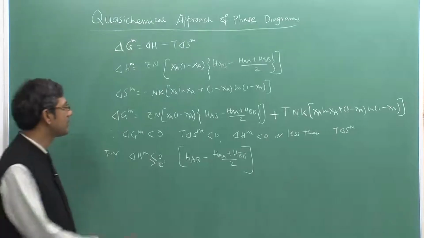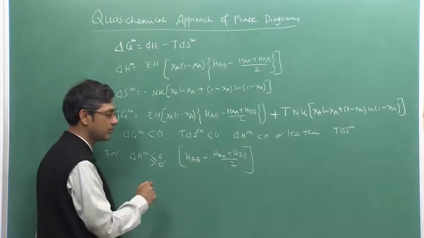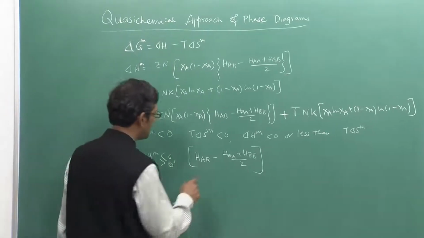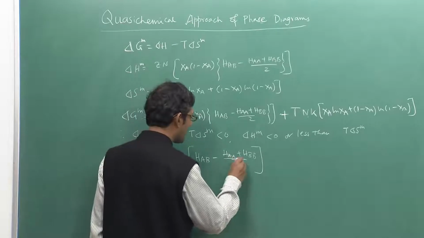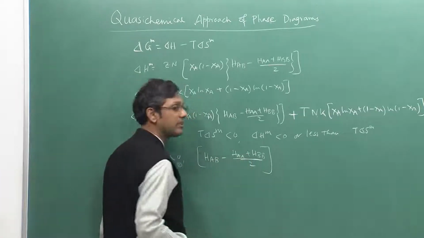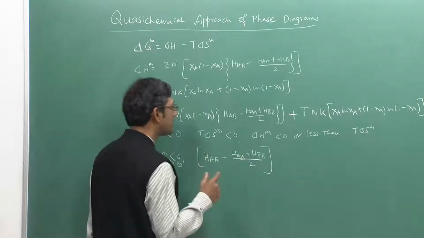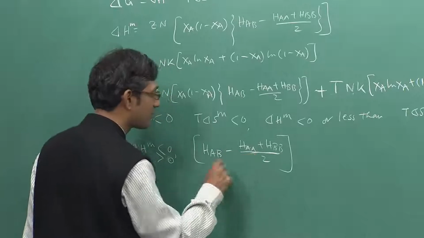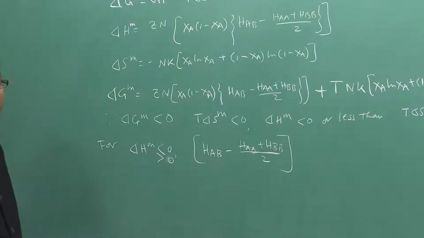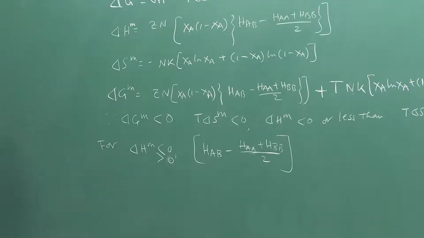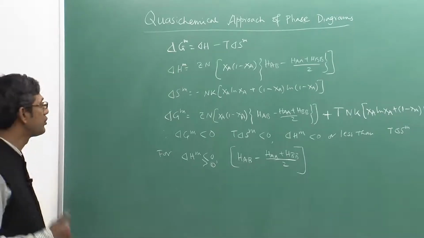What is that factor? It is the enthalpy of the AB bond, or bonds formed by opposite or different atoms, minus the average of the enthalpy of the AA bonds and BB bonds, that is, similar atom bonds. So it is the difference between the enthalpy of dissimilar bonds and the average enthalpy of similar bonds. Therefore, the whole sign will depend on the relative values of these factors. Depending on the relative values, there are 3 different situations possible.